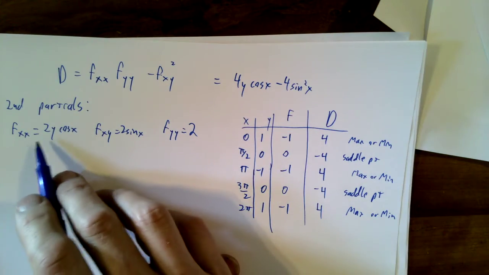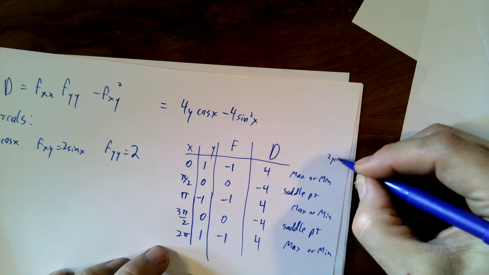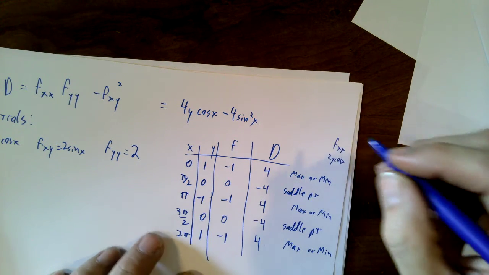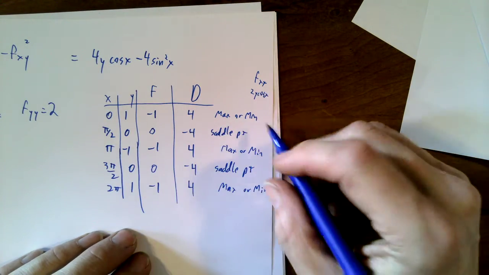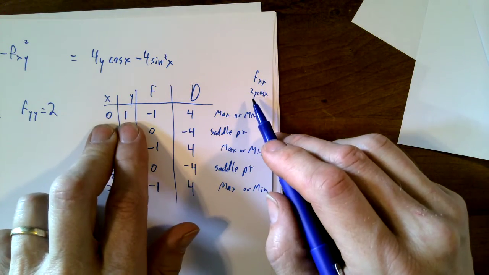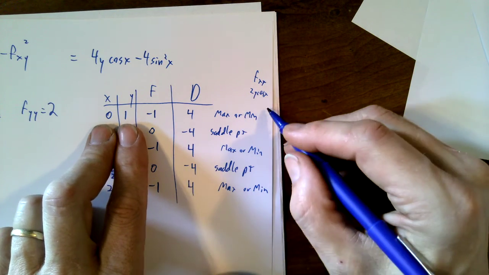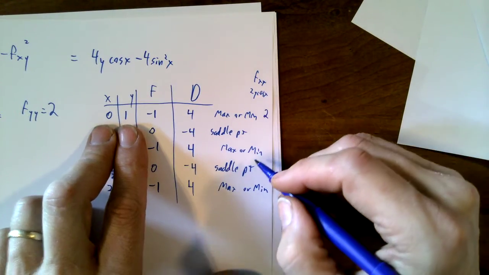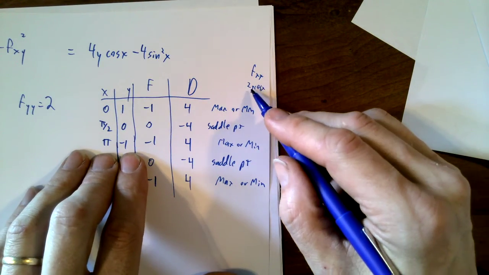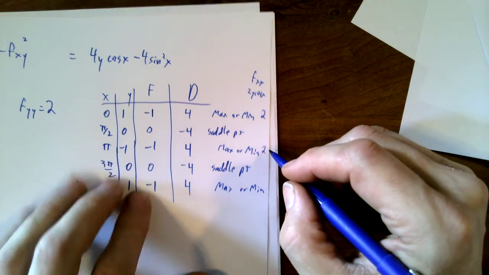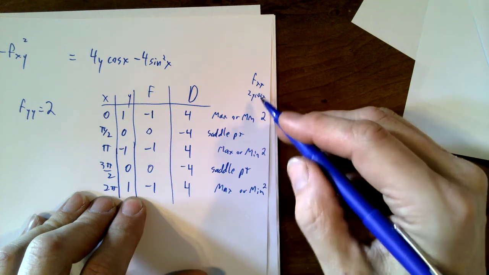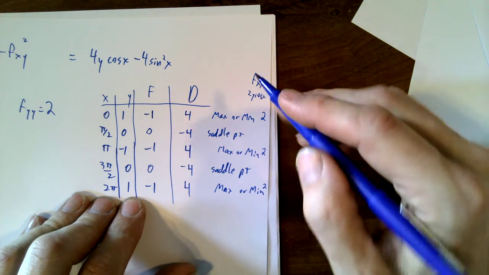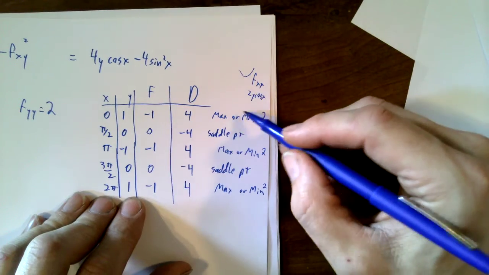f_xx was, which is 2y cosine x. Think about that value. It doesn't matter when D was negative, but that's how I classify things if D was positive. So I need to evaluate that at these points. X is 0 and y is 1, I got 2. Positive 2. If x is pi and y is negative 1, that's also positive 2. And if x is 2 pi, that's 1, and this is positive 2 again. So f_xx is positive at all of those. Positive means concave up. That means min.